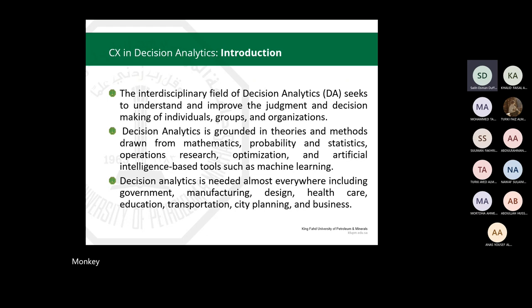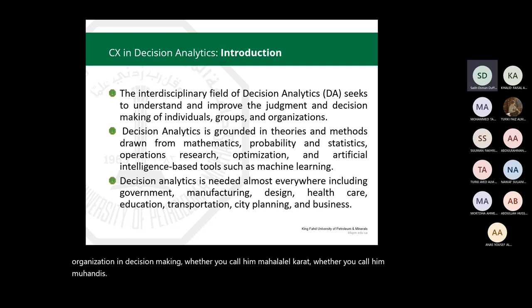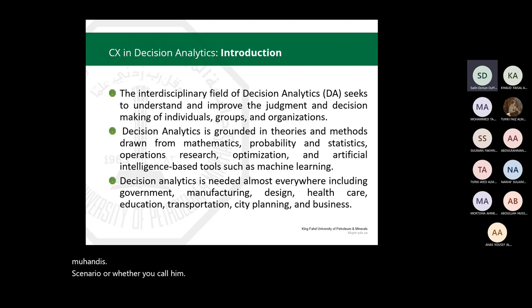ممكن يشتغل في support في اتخاذ القرار، أو في التحليل analysis. هذا الميجر ممكن تأخذه كإكسترا dimension for an industrial engineer. You can have this skill of decision making, or a computer science graduate can support an organization in decision making, whether you call him decision analyst, industrial engineer, or computer scientist. If he has this ability he can do it.